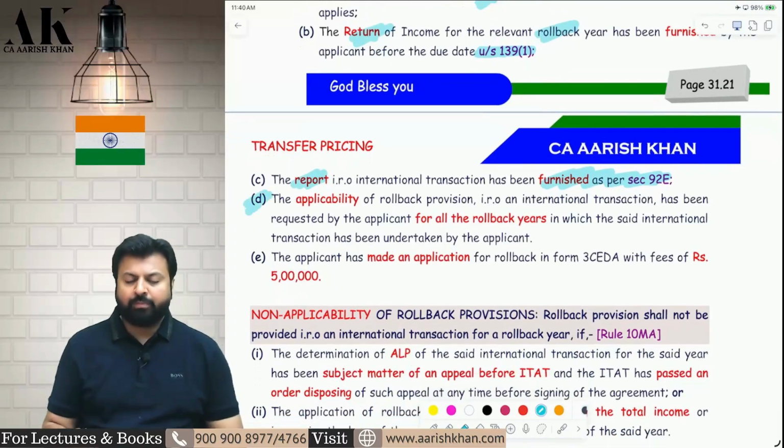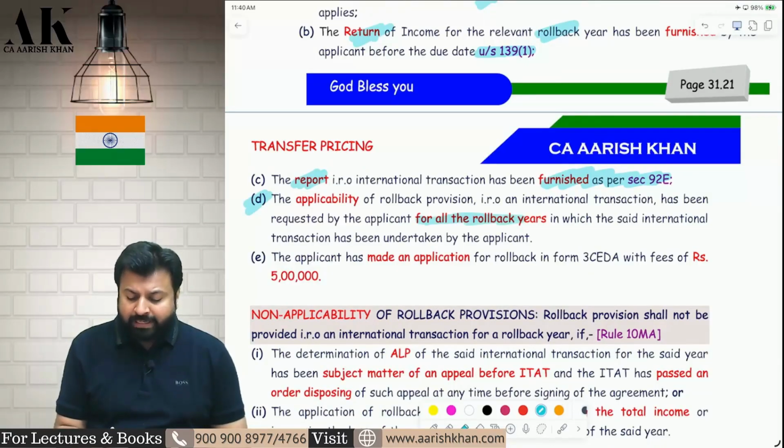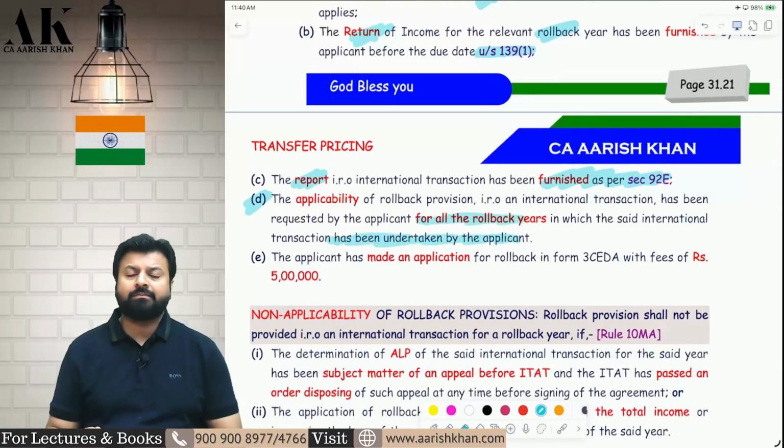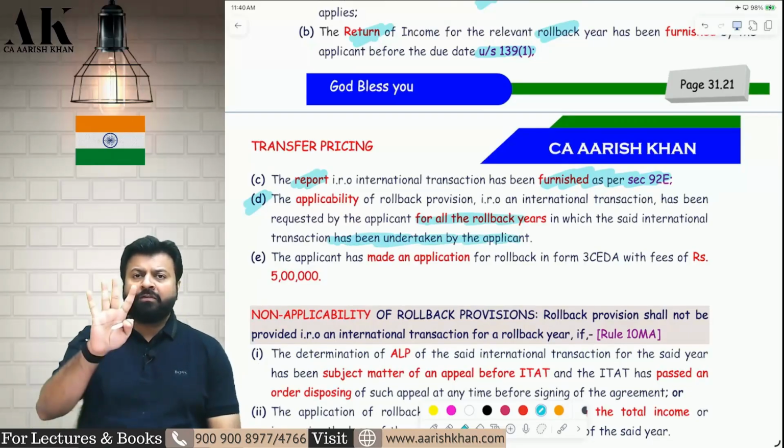Point number D, very important point. If you want to roll back, you have to roll back for all the years for which an international transaction has been undertaken. So either come for all 4 years or don't come.